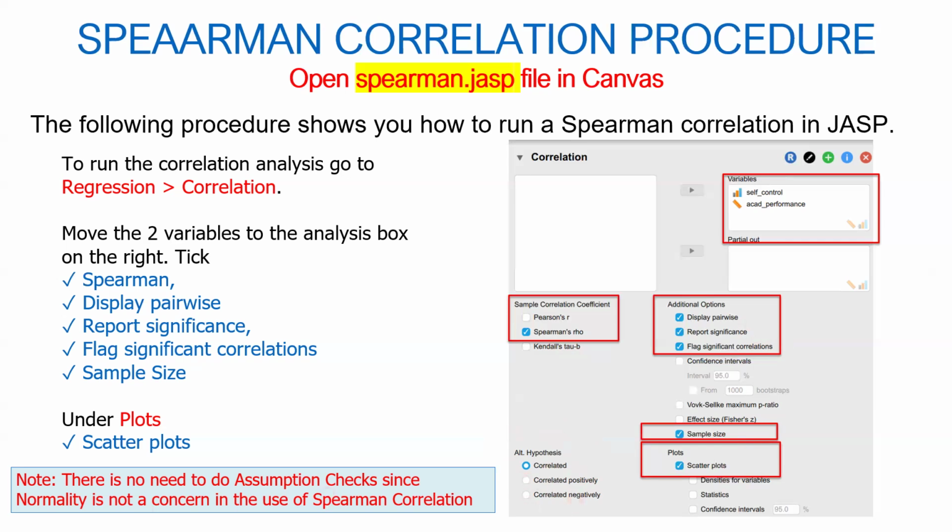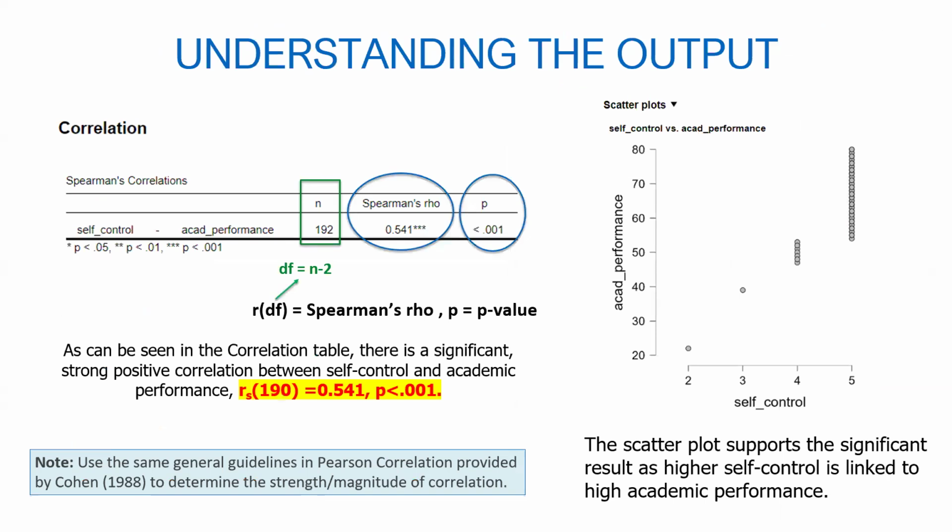Now, take note here that there is no need to do assumption checks since normality is not a concern in the use of Spearman correlation. Because what we notice is that one of the variables is in the ordinal level already. So automatically, we use the Spearman correlation. There is no need to check the normality. Okay, now we continue. What will be the outputs generated? What you will see is the correlation table and also the scatter plot diagram.